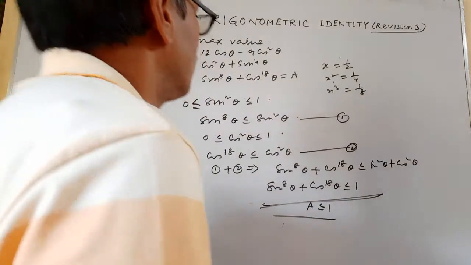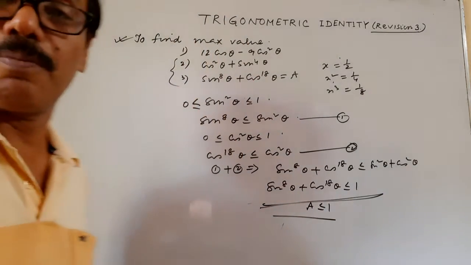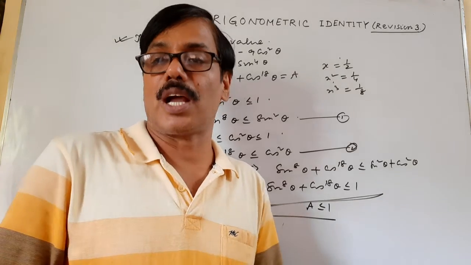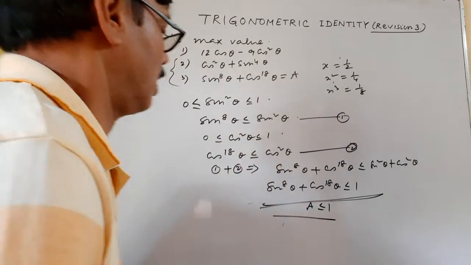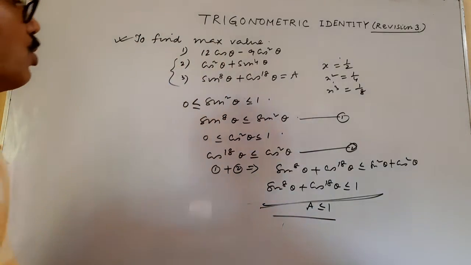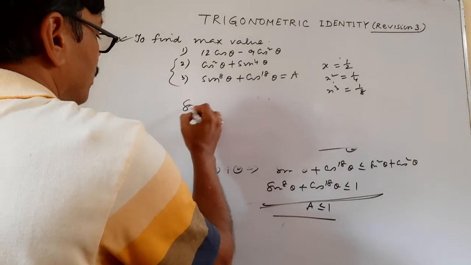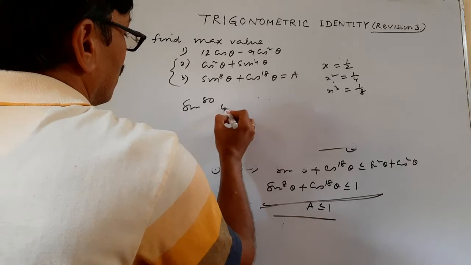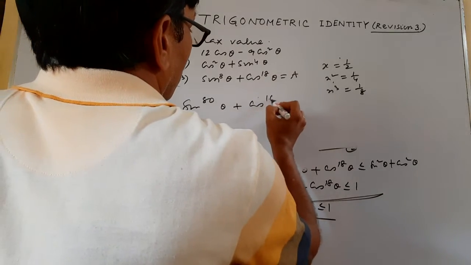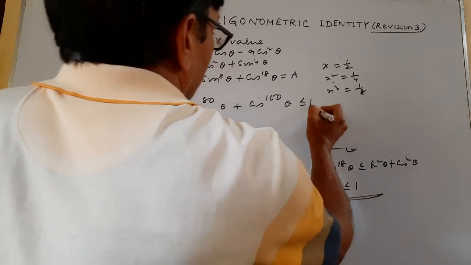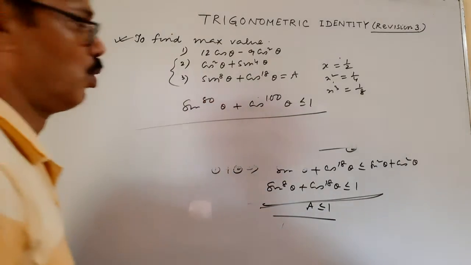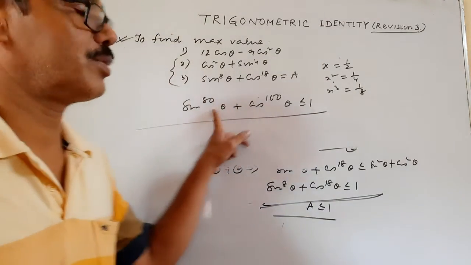Similarly here also the maximum value is 1. For any even power involving sine and cos, we always get a maximum value of 1. For example, if it is sine to the power 80 theta plus cos to the power 100 theta, then it is also less than or equal to 1. The power must be even.